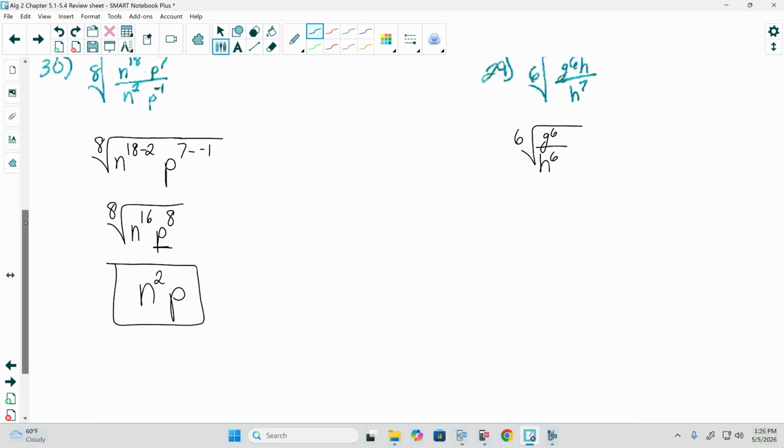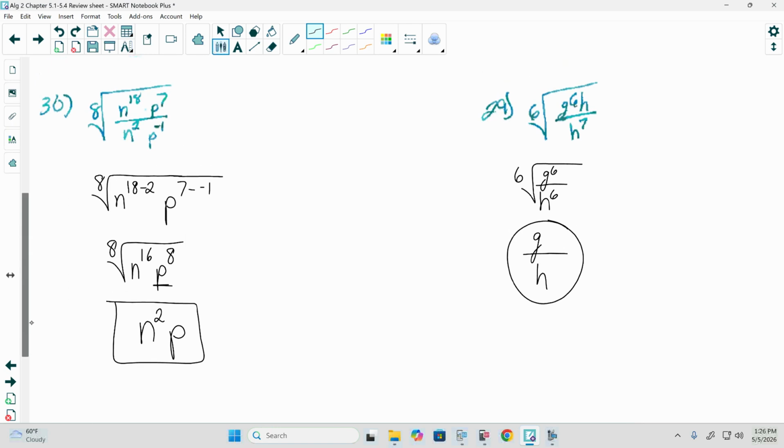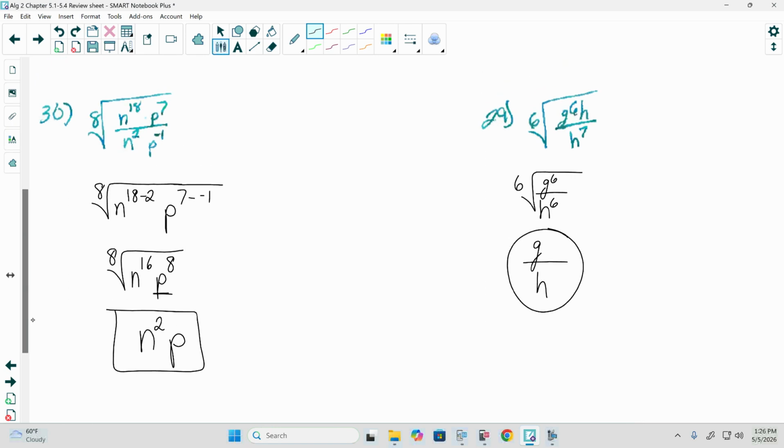At this point here, we're going to take the 6th root of both. Well, 6th root of g to the 6, the 6 and the 6th root would simplify, giving us g. Same thing with h. So it's just g over h. Questions on any of this here? Now, the only thing we have left is solving, and I'm going to save that for tomorrow.